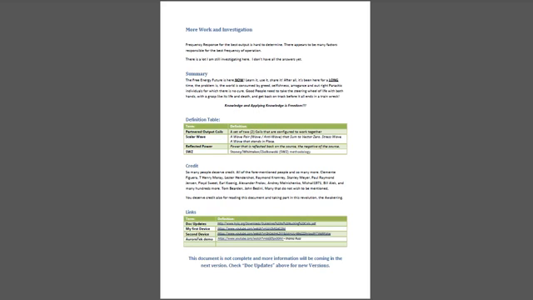More work and investigation. Frequency response for the best output is hard to determine. There appear to be many factors responsible for the best frequency of operation. There is a lot I am still investigating here. I don't have all the answers yet.